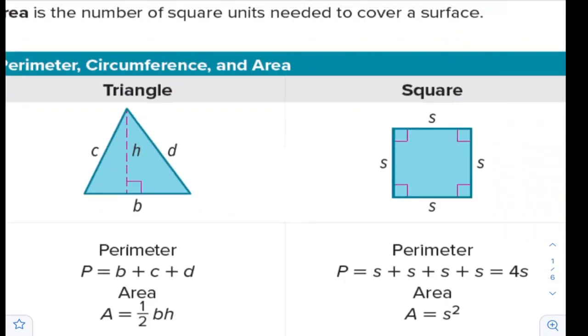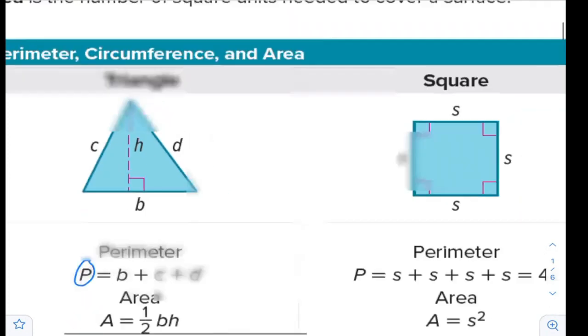يعني مثلا, if you want to find the perimeter of a triangle, whatever the triangle is, if it has two sides equal or none of the sides are equal, then you are going to add the lengths of the sides. You are going to add A plus B plus C. طبعا we don't have to add H because H is the height.